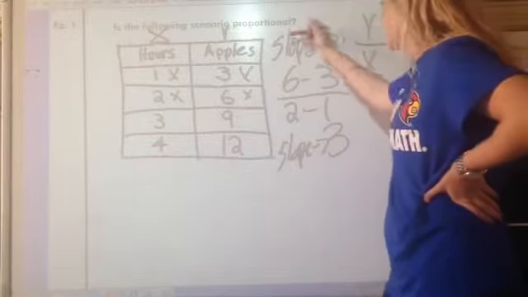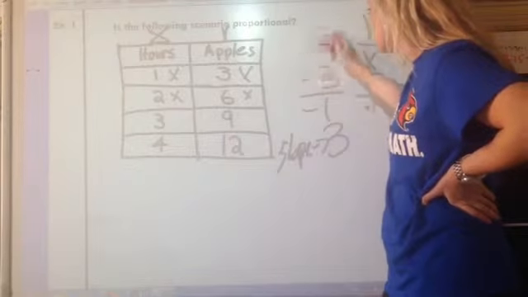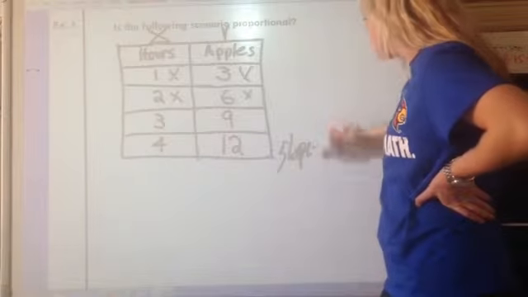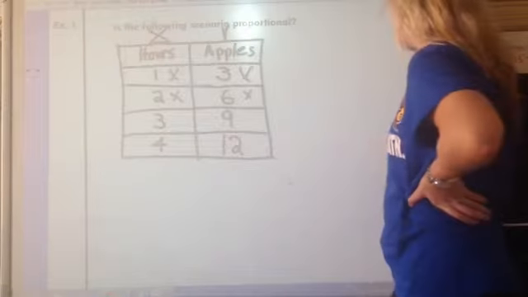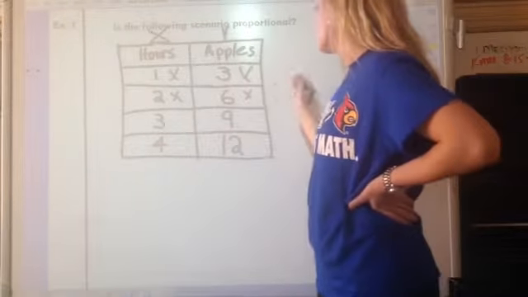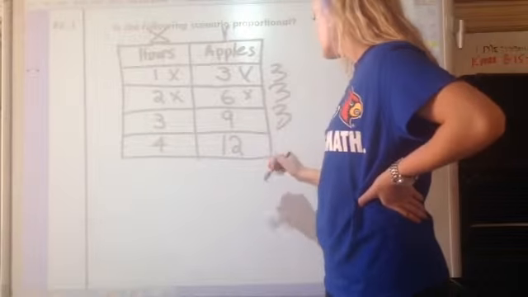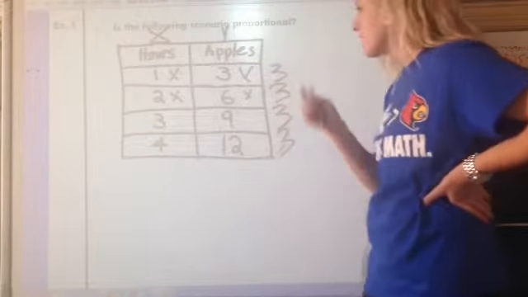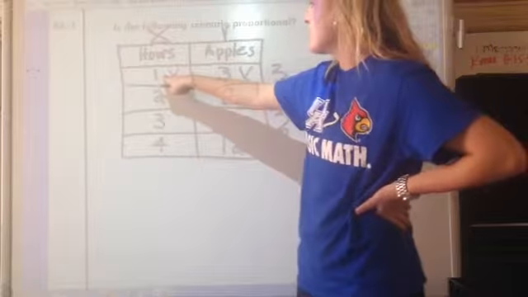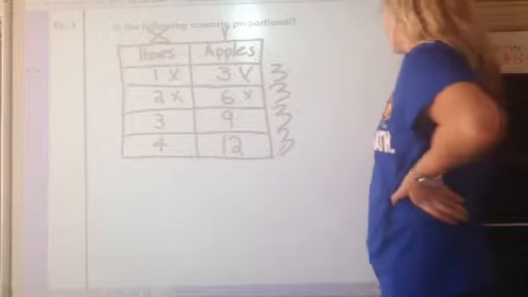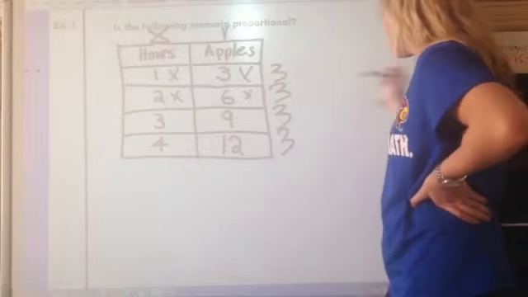So what I'm looking for is, does my y value increase by 3 every single time that x increases by 1? Well, 3 plus 3 is 6, so yes, it increases by 3 here, and here, also here, and here. So as x increases by 1 each time, y increases by 3. So yes, this relationship is proportional.